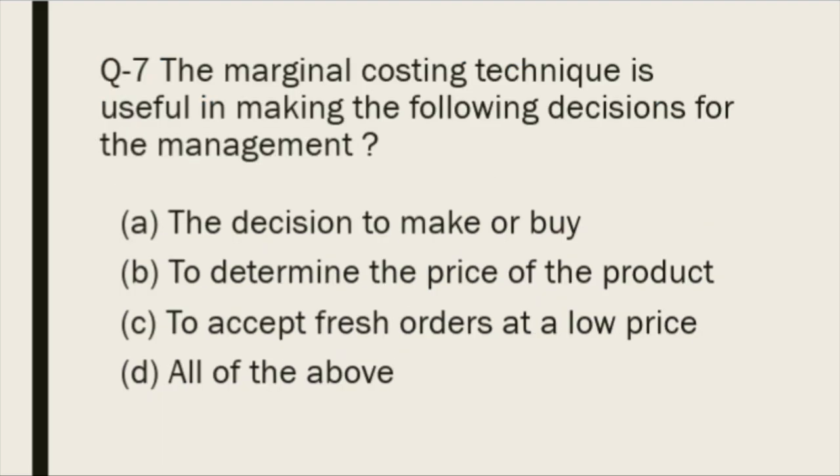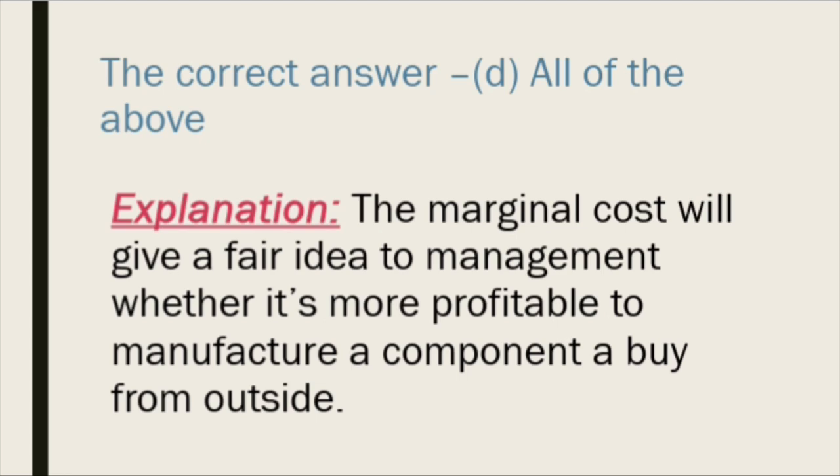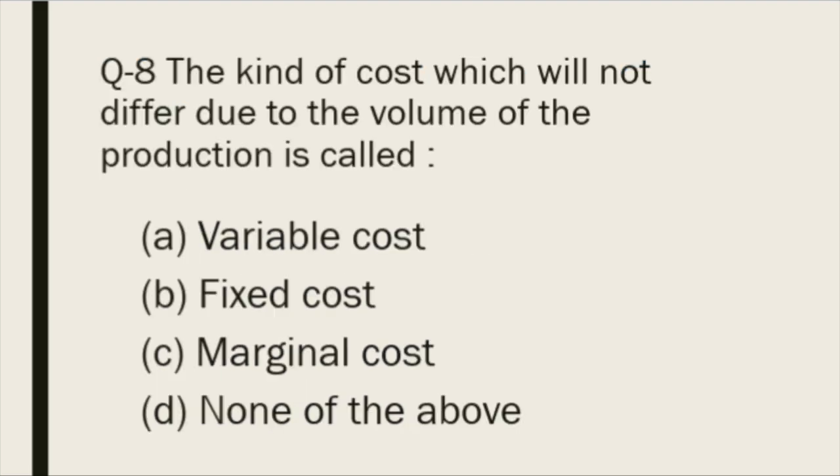The marginal costing technique is useful in making the following decisions for the management. The options are the decision to make or buy, to determine the price of the product, to accept fresh orders at a low price, all of the above. The correct answer is all of the above. The explanation is that the marginal cost will give a fair idea to management whether it's more profitable to manufacture a component or buy from outside.